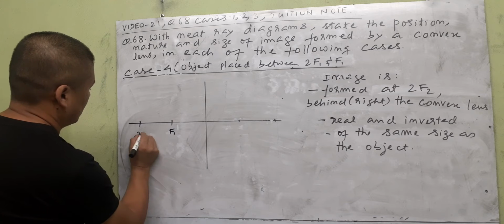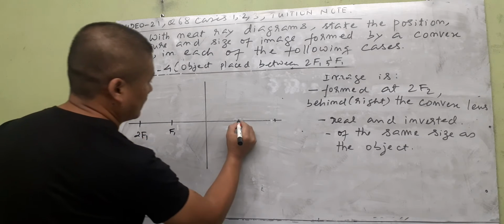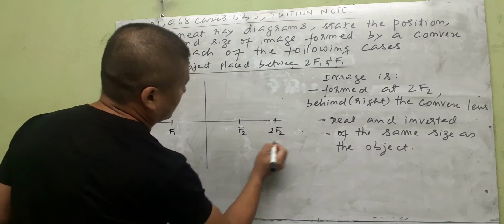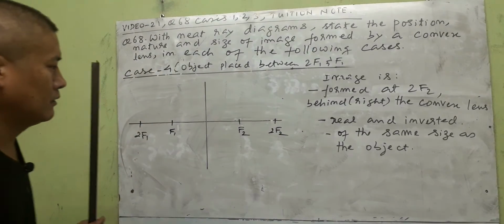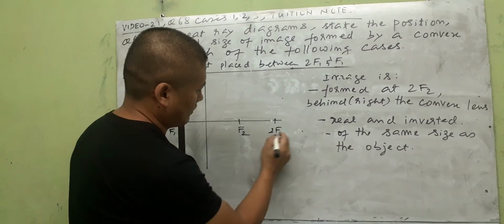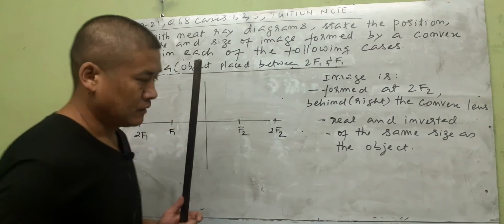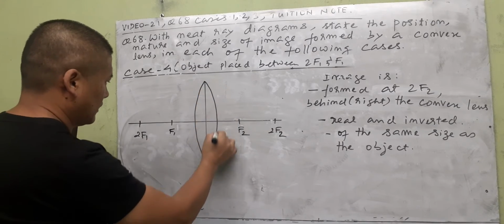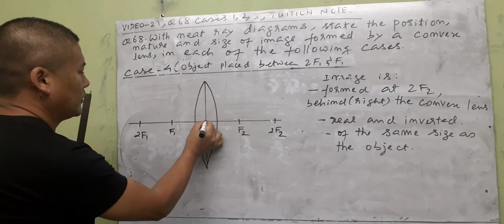f1, 2f1, f2, and here 2f2. So to complete your lens here, this one and this one, an optical center O.